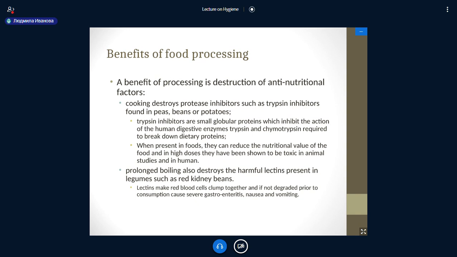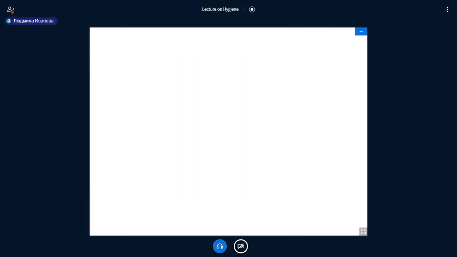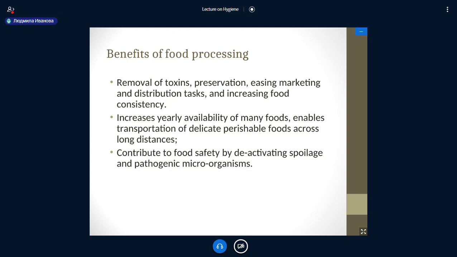So there are people who are especially sensitive to these red kidney beans, and they can produce hypersensitivity to foods. Benefits: removal of toxins, preservation, easier marketing and distribution, increased early availability of many foods. This is important. It enables transportation of delicate perishable foods across long distances, and contributes to food safety by deactivating spoilage and pathogenic microorganisms.